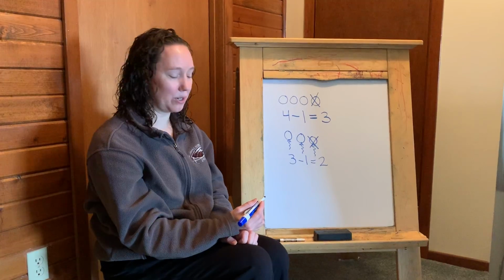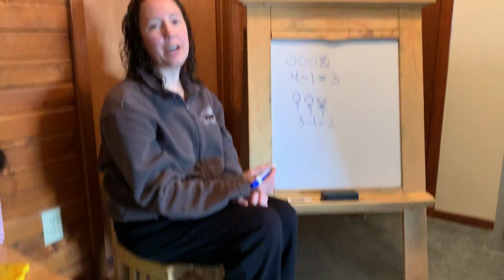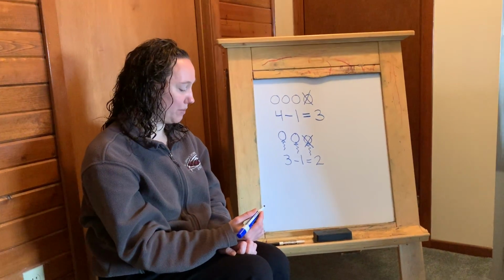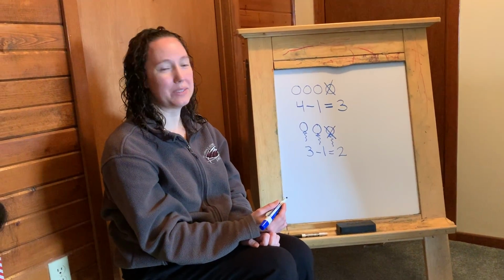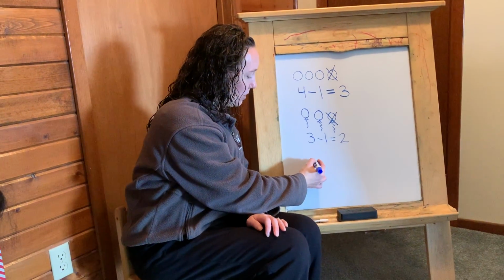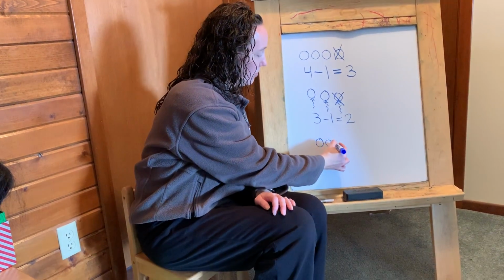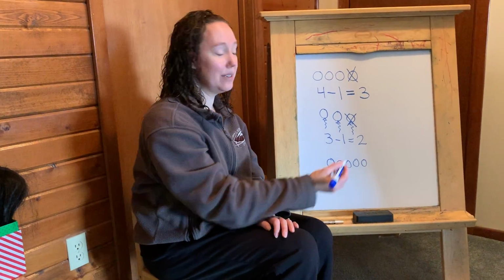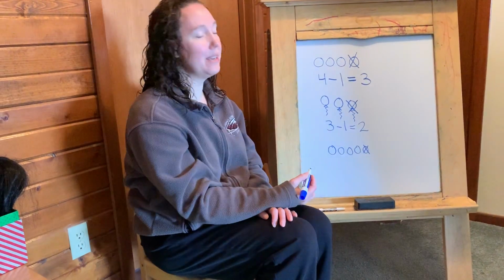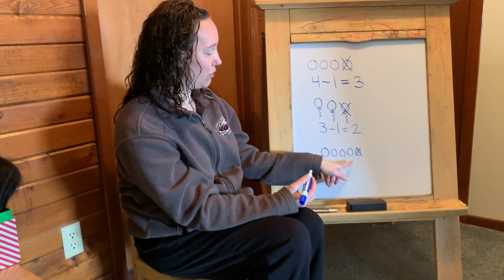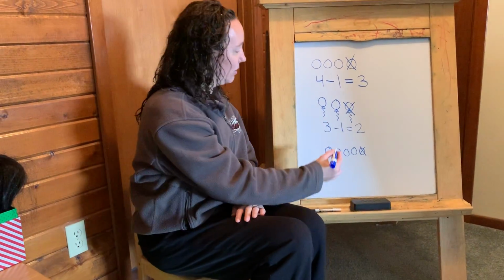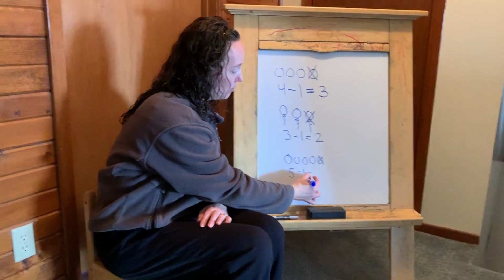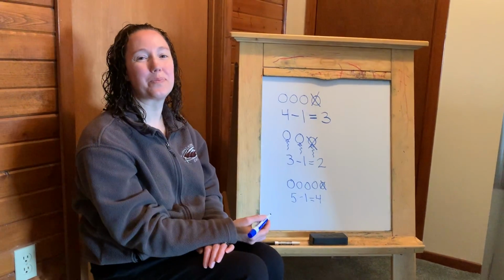And I have one more story problem for you. Bob had 5 pennies. He gave away 1 penny. How many pennies does Bob have left? So we need to draw our pennies. There were 5 of them. 1, 2, 3, 4, 5. It said he gave 1 penny away. So we'll cross off 1 penny. And we can see that he has 4 pennies left. We're also going to write out our equation. 5 pennies minus 1 penny equals 4 pennies.